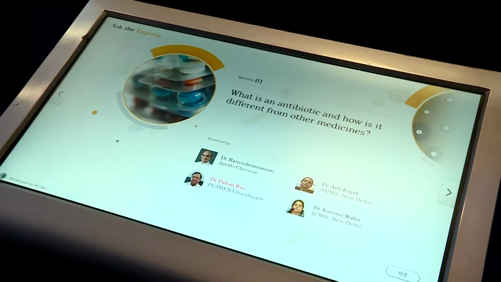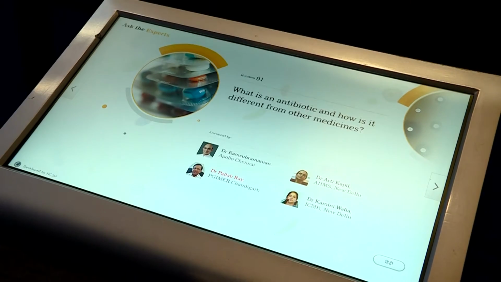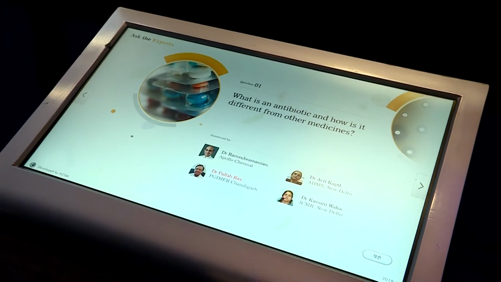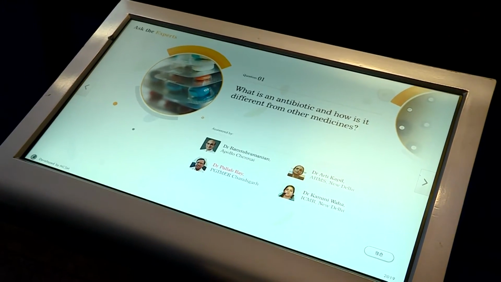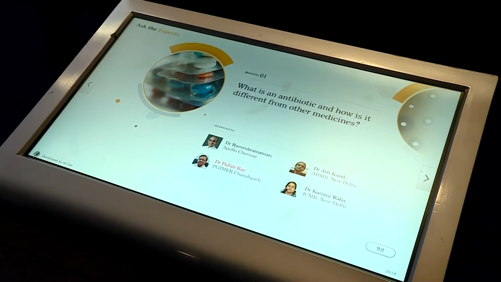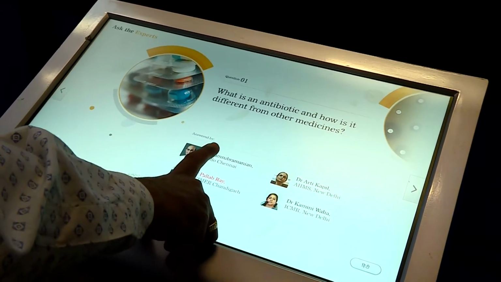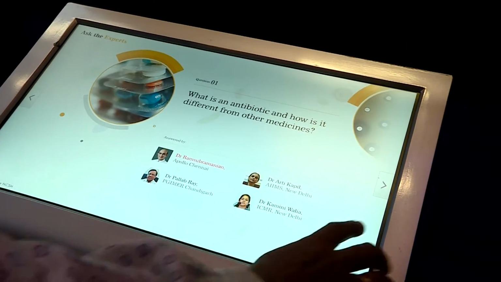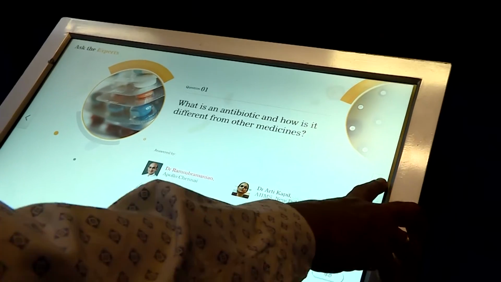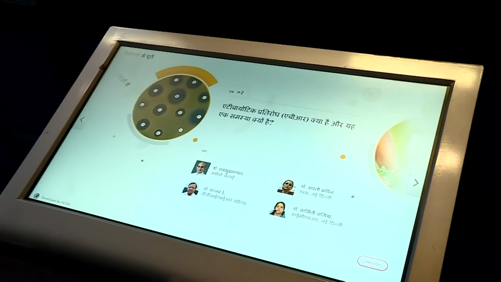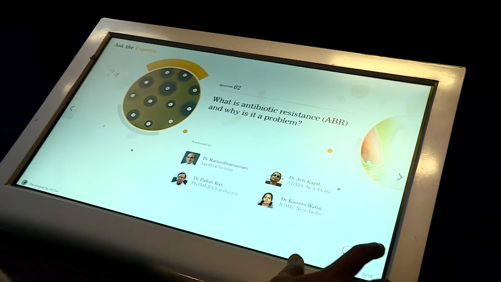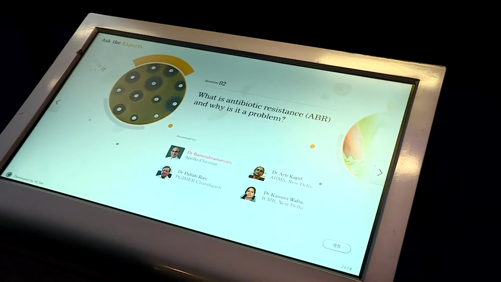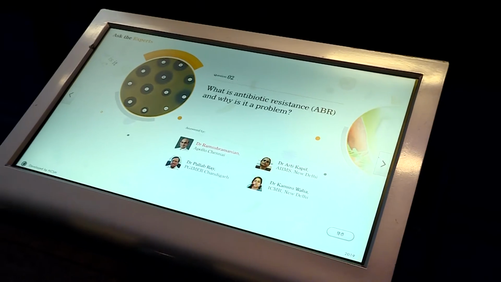One can ask a question to the four experts who are in this exhibit and get the answer to these questions. So all your doubts about antibiotics, all your doubts about antibiotic resistance are answered in this exhibition through this exhibit, Ask the Expert. So likewise, we are trying to bring in the entire gamut of information for our visitors through this exhibition.